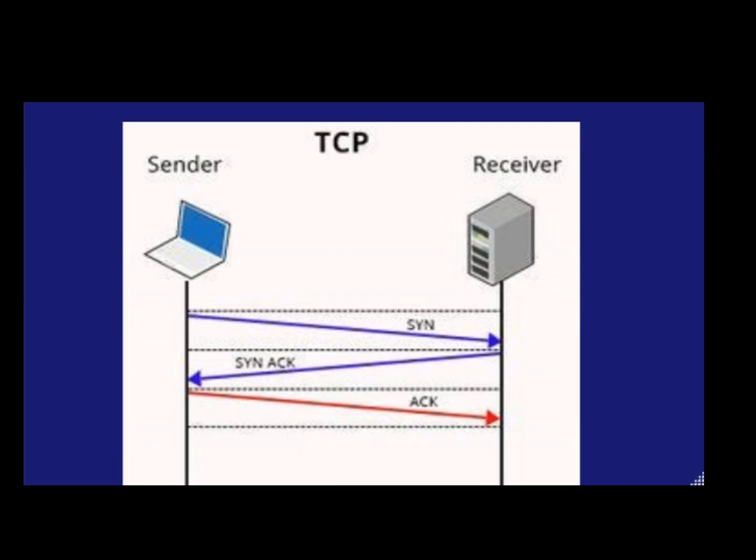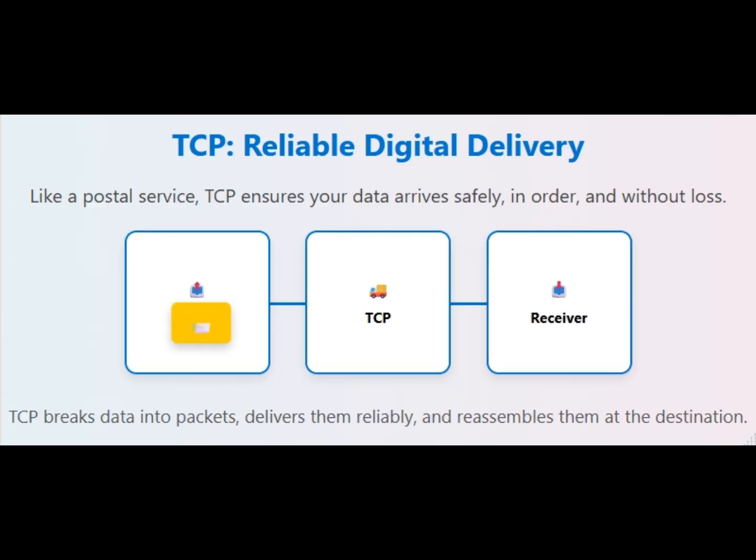TCP stands for Transmission Control Protocol and is the backbone of almost everything we do on the internet. Think of TCP as a postal service, but for digital data. When you want to send a letter through regular mail, you need an address, a postal service, and someone to receive it on the other end. TCP works similarly. It ensures your data gets from point A to point B reliably and in the right order.